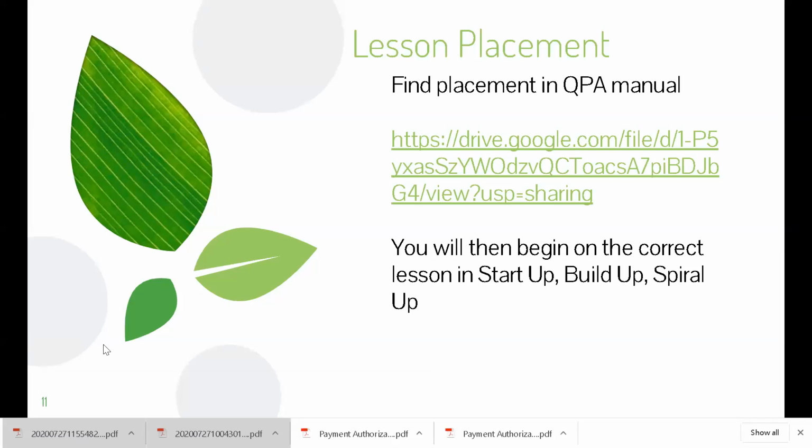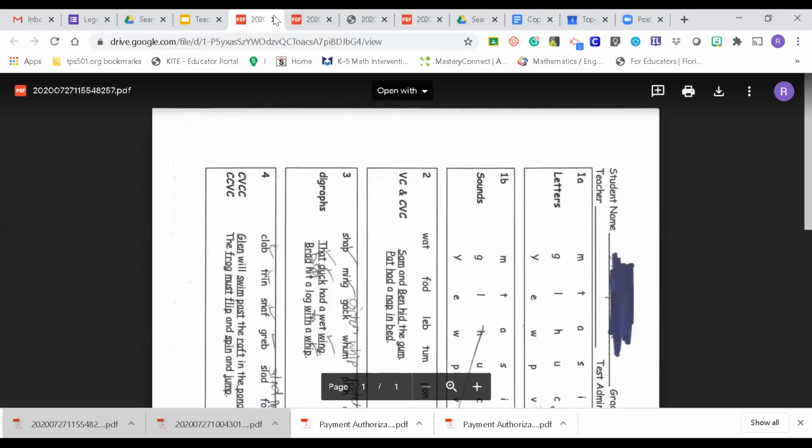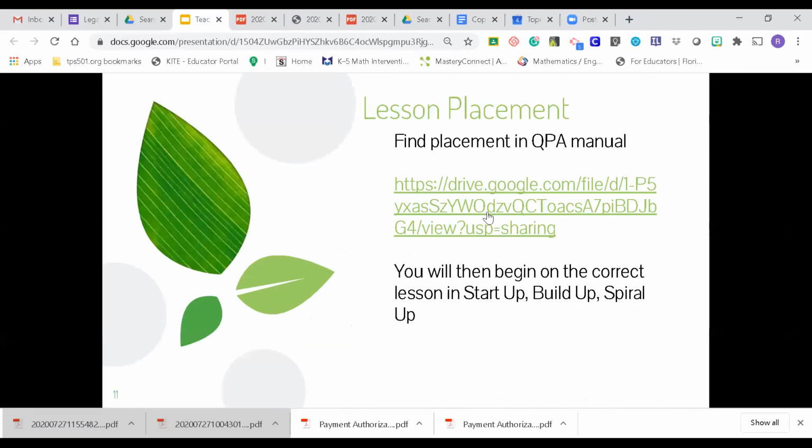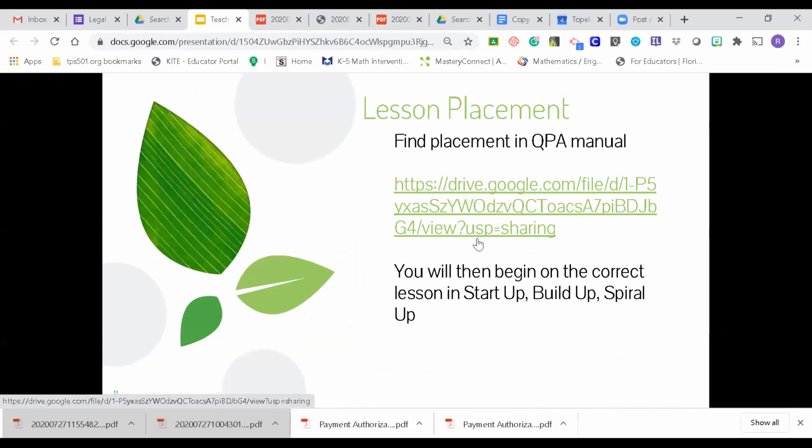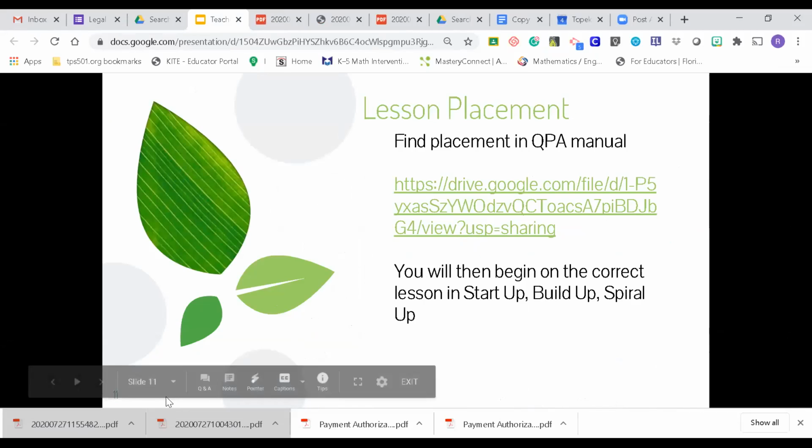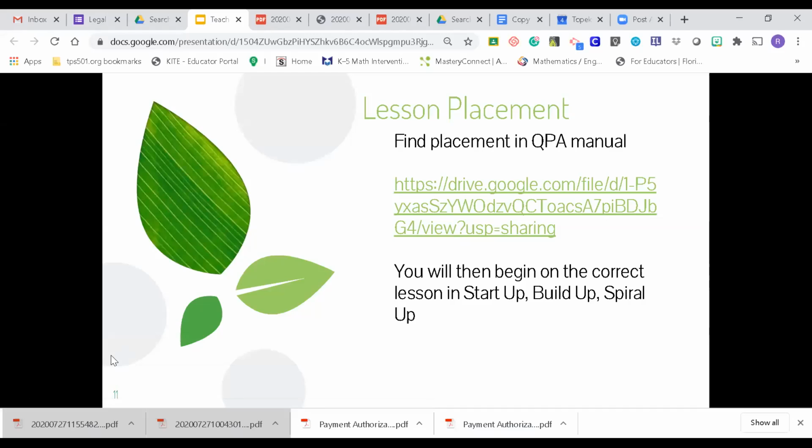I am on. Dr. Sawyer is making an announcement, so I missed what you just said. Sorry. That's okay. Can you find the placement? Oh, wait, never mind. I have it right here. I didn't think I did. Oh, I thought I did. Can you find the placement manual, the placement place in the QPA that shows where they align?